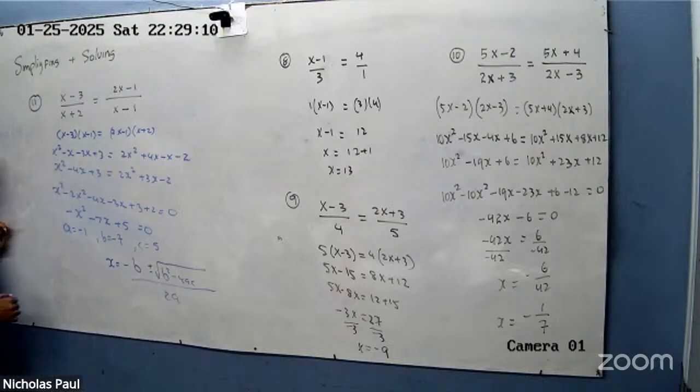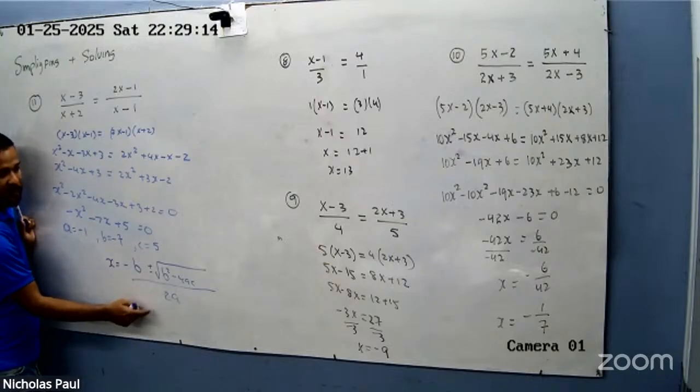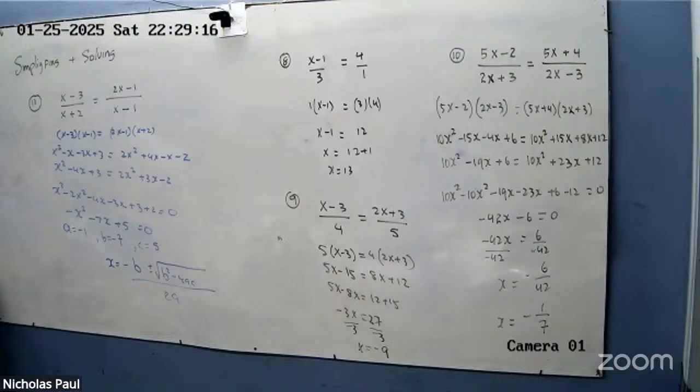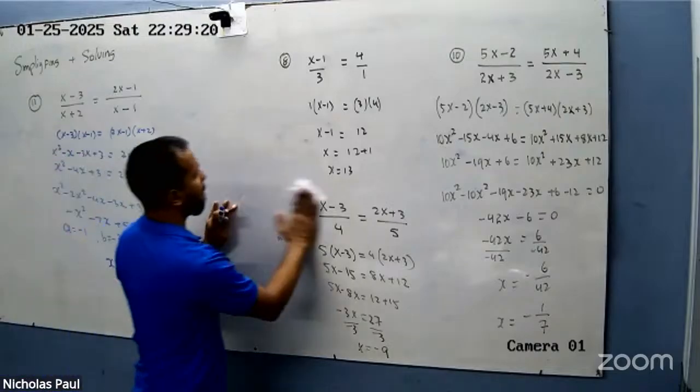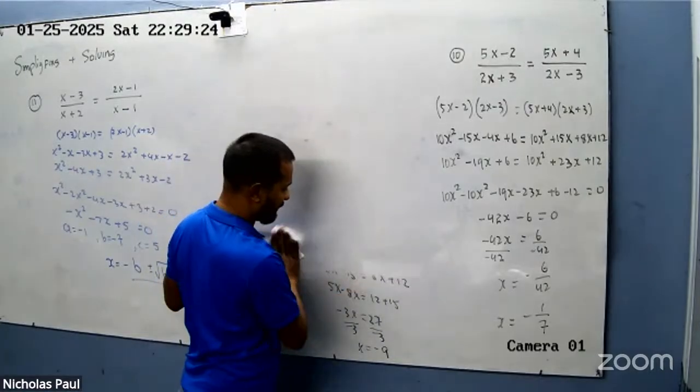Okay? So you write down what is A, you write down what is B, and you write down what is C. And then plug it in there. All right? Plug it in there and let's see what you get.